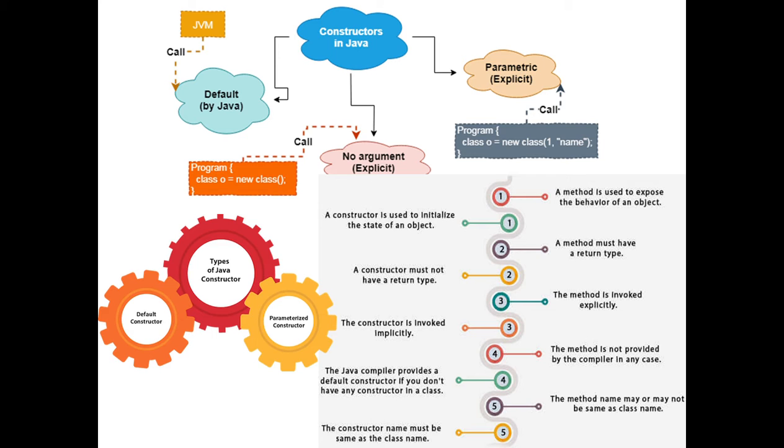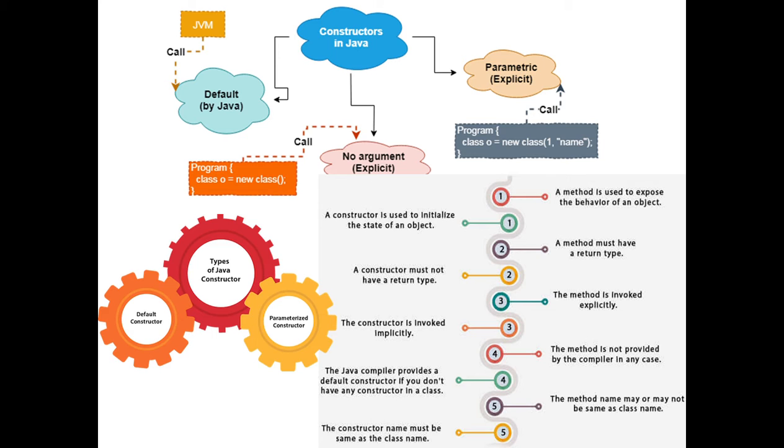If we explicitly write a constructor and we are not passing any argument to that constructor, it is called a no-argument constructor. That is like this. This is the object creation. In that object creation, the class will have empty parameters. This is a no-argument constructor. A parameterized constructor is where we are passing arguments to the class. These are the types.